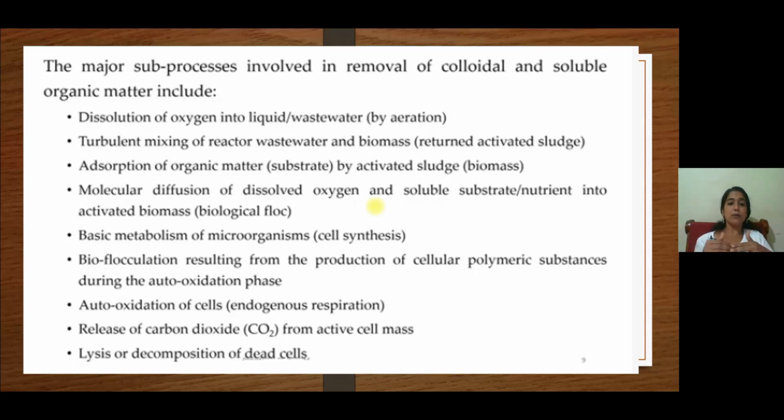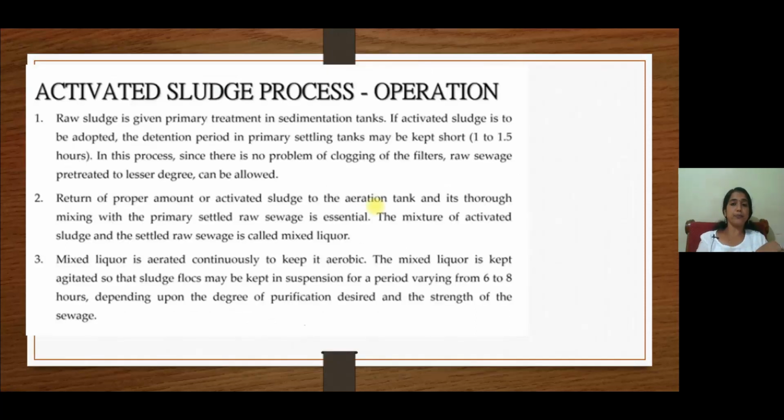Then the basic metabolism of microorganisms, that takes food from the organic matter present in the wastewater, and the cell synthesis. Then the bioflocculation resulting from the production of cellular polymeric substances during the auto-oxidation phase. Then the auto-oxidation of cells, that is endogenous respiration. Then release of carbon dioxide from the active cell mass. Then lysis or decomposition of dead cells. These are the sub-processes involved in the activated sludge process.